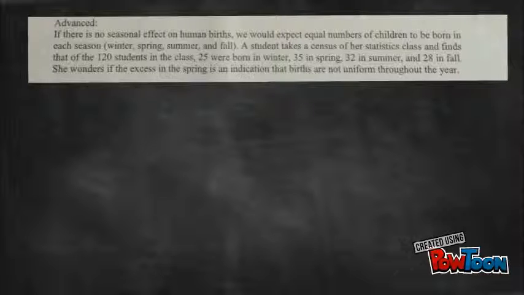If there is no seasonal effect on human births, we would expect an equal number of children to be born in each season: winter, spring, summer, and fall. A student takes a census of her statistics class and finds that of 120 students in the class, 25 were born in winter, 35 in spring, 32 in summer, and 28 in fall. She wonders if the excess in the spring is an indication that births are not uniform throughout the year.